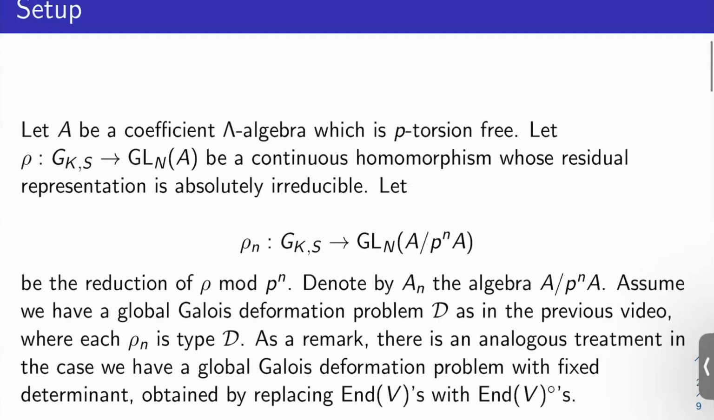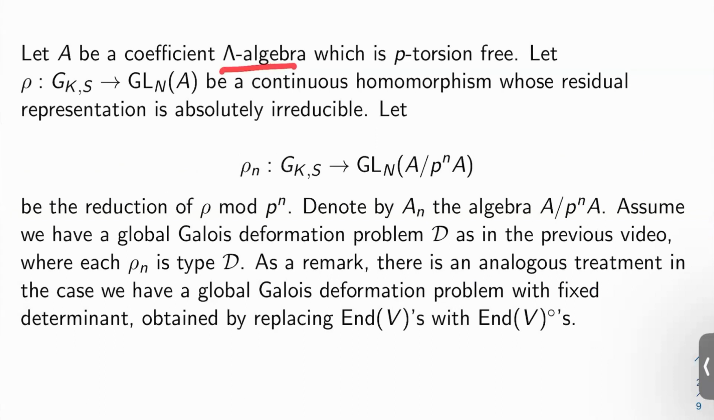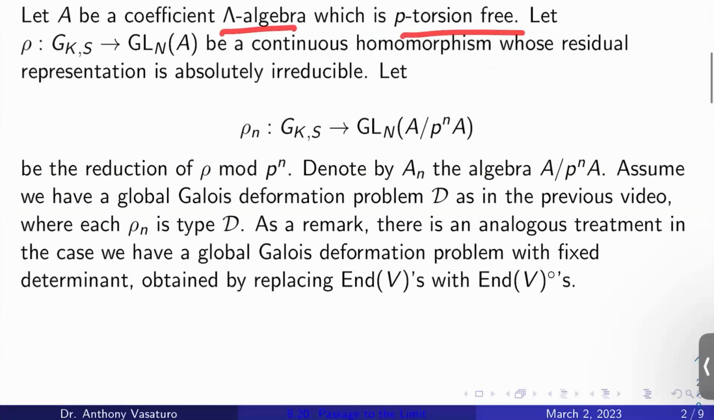The setup is this. So A will be a coefficient Lambda algebra, which is p-torsion free. We'll let rho from G_{K,S} to GL_N of A just be some continuous representation whose residual representation is absolutely irreducible. So we have universal deformation rings and things like that. We'll let rho_n from G_{K,S} to GL_N of A mod p^n be the reduction of rho mod p^n. We'll denote by A_n the algebra A mod p^n. We'll assume we have a global Galois deformation problem D, as in the previous video, where each rho_n here is of type D.